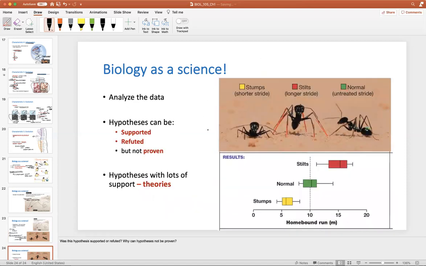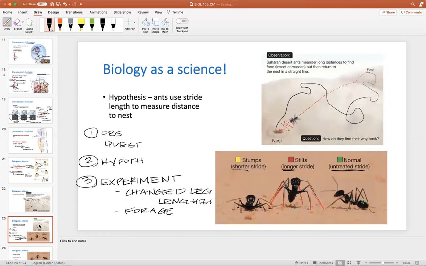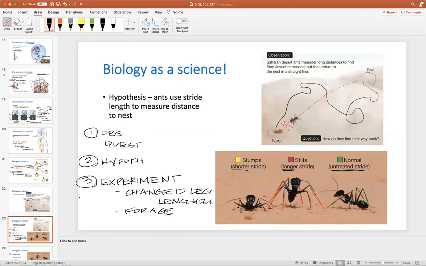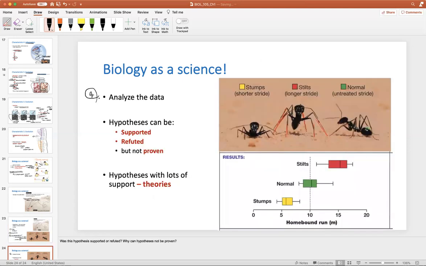they did this experiment. They let them forage. They went out. So these ants went out. Let me go back. So they went out and they found their food. And then what they did was they let them try to make their way home. This is their data. So now we're at analyze the data. So this is kind of the fourth step of the scientific method. Here we were at 1, 2, 3, 4. We've done the experiment. Now we're going to analyze the data. All right. So what's the data look like?